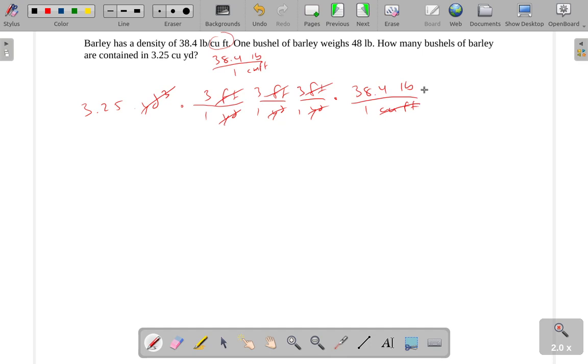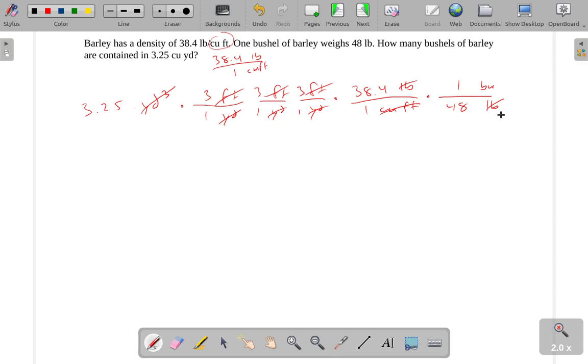Alright, and then I will go ahead and convert. 1 bushel of barley weighs 48 pounds. I have a number of pounds of barley now. I'll go ahead and convert it to bushels by saying this is 48 pounds down here. I'm putting pounds in the bottom part of the fraction. That is 1 bushel. 48 pounds is 1 bushel there. So pounds will cancel with pounds.